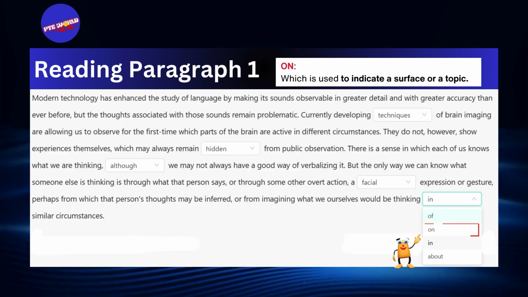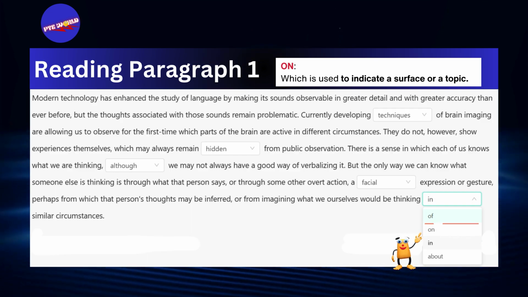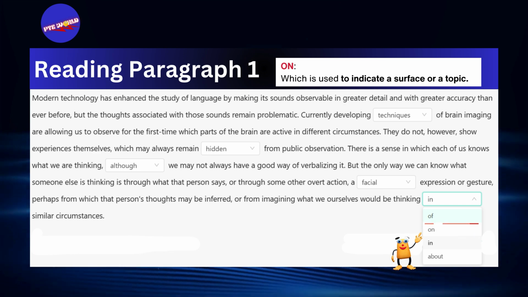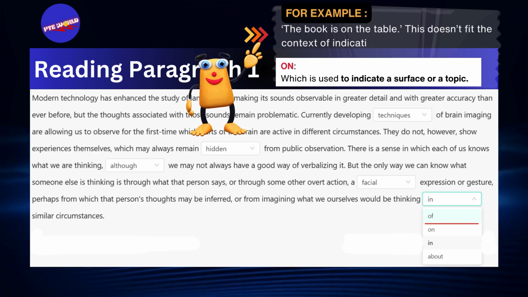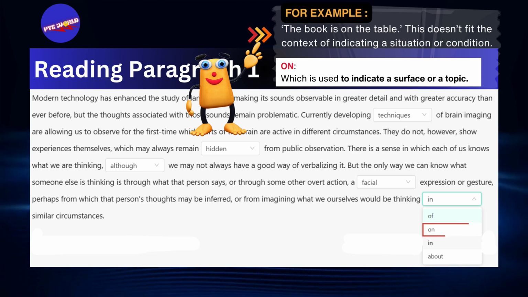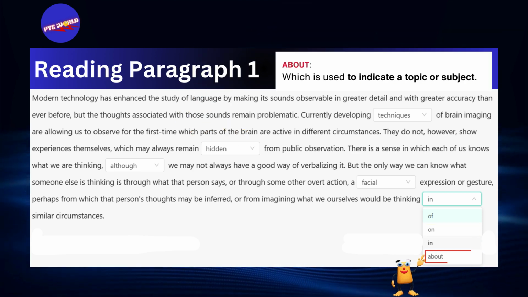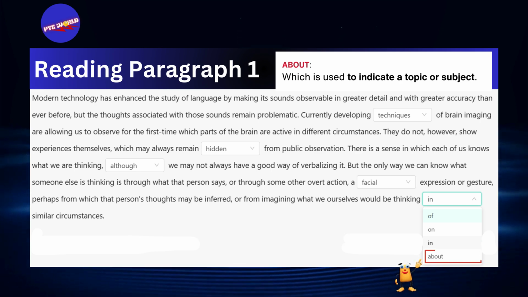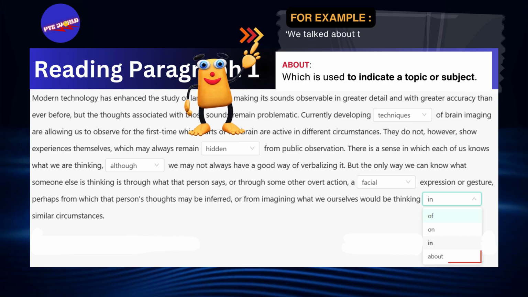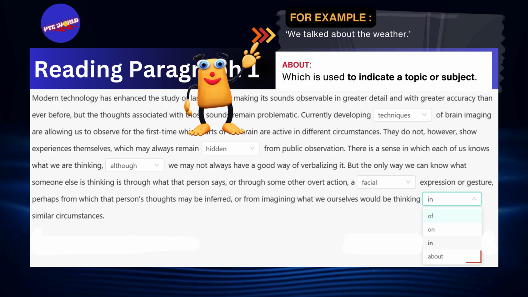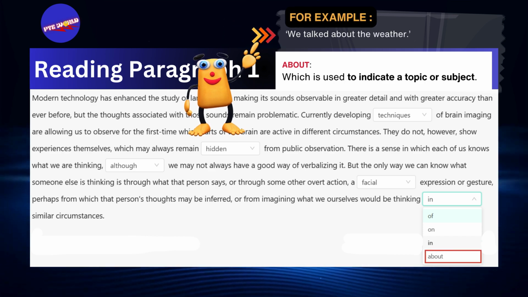Second is on, which is used to indicate a surface or a topic. For example, the book is on the table. This doesn't fit the context of indicating a situation or condition. Third is about, which is used to indicate a topic or subject. For example, we talked about the weather. This doesn't fit the context of indicating a situation or condition.